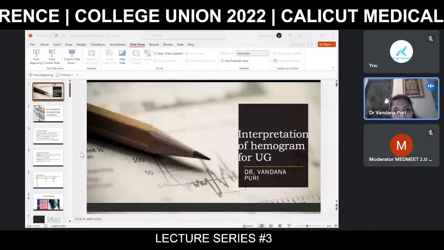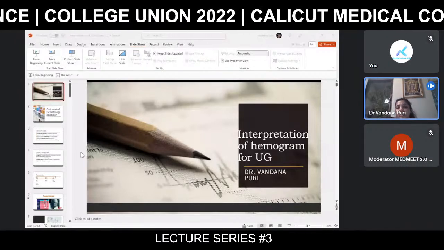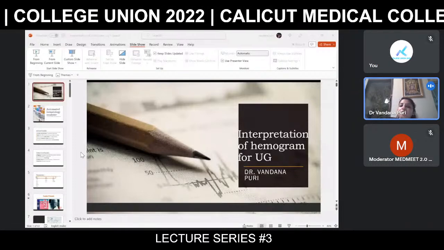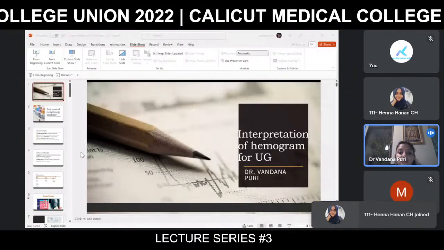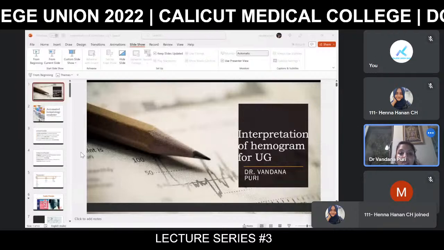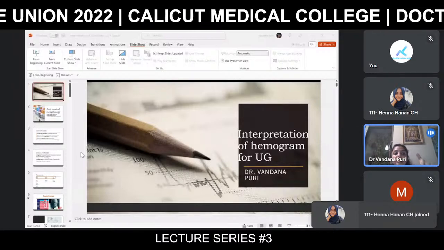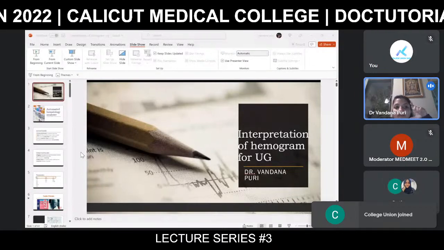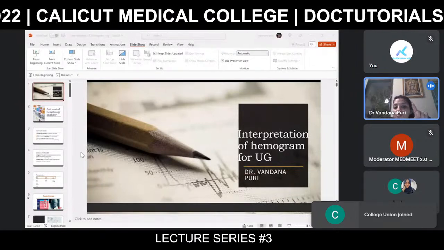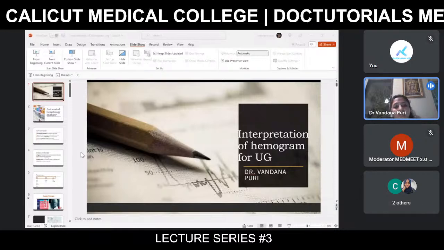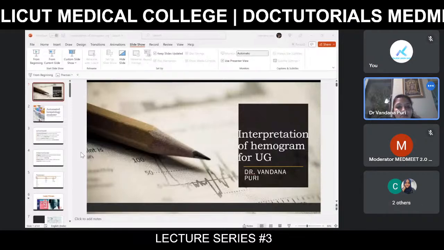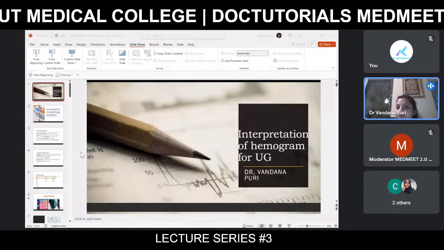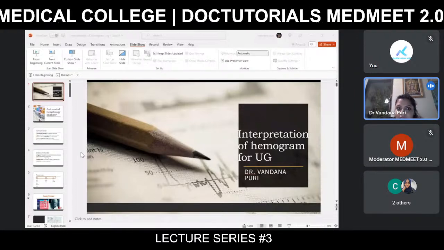So what can you count? You can count WBCs, you can count RBCs, and you can count platelets as they pass through the aperture. Okay, so what you do is you take the sample. So who will tell me the answer to this question? Which vacutainer should you use for complete blood count? I'm waiting for the audience to answer in the comments.